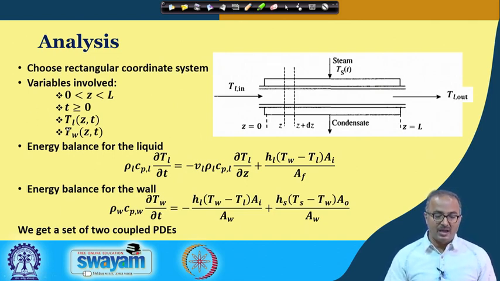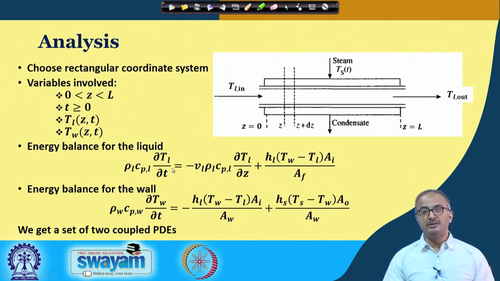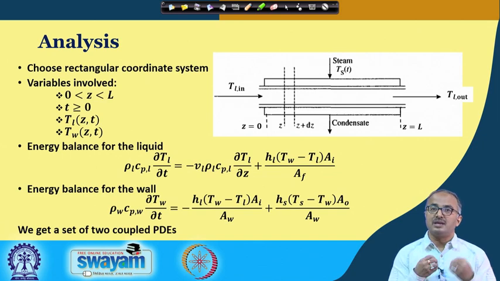And then we have the TL, that is the liquid temperature, which is a function of the axial position and the time, and we have the wall temperature of the inner tube, that is a function of the axial position and the time. Now let us write the energy balance for the liquid and for the wall. In the case of the liquid, you will find that this term is giving us how much energy is being changed within the particular liquid. So this is the accumulation term.